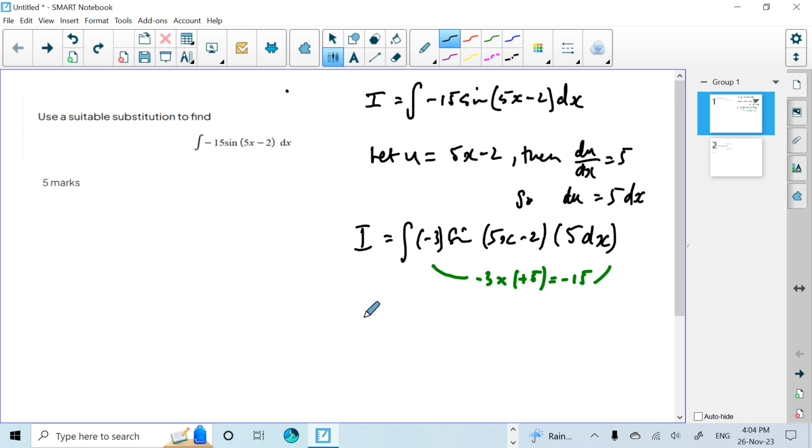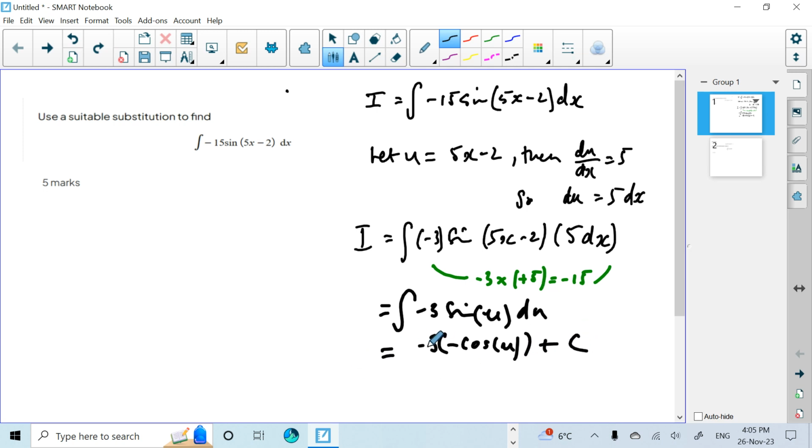Here we go. And if we continue, that will give me the integral of minus 3 sine u. So the integral of minus 3 times the sine of u. And I put that in brackets, du. And that will give us, well, we know that the integral of sine is minus cosine, so minus 3 times minus cos of u, and then of course it's plus c.